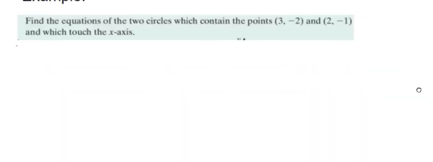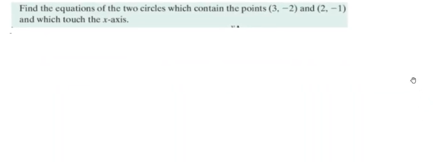So if you look at a question here, the equations of two circles which contain those two points, you're given 2 points and you're told that it touches the x-axis. So if you just take the 2 points for a second, 3 minus 2 and 2 minus 1, we can sub those into the equation of a circle formula first of all.